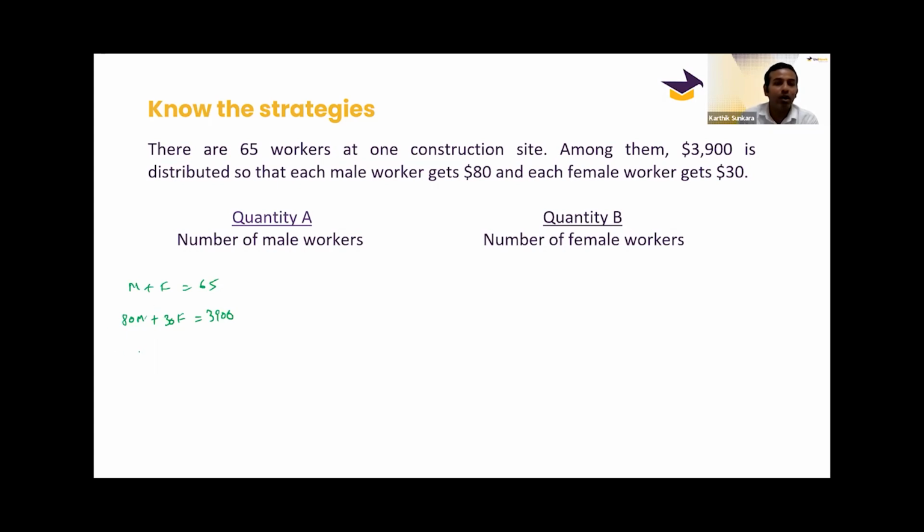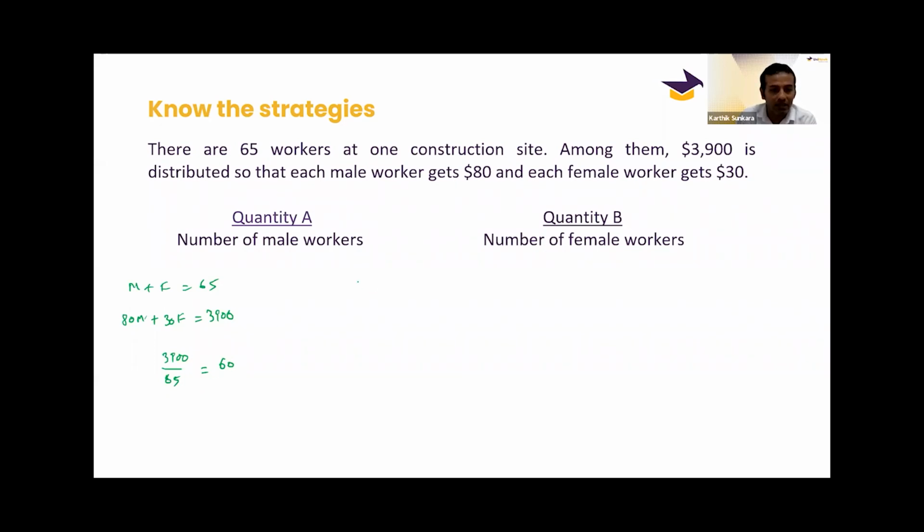So let's find out what is the average wage per person, be it a male or a female. How do we do that? The total amount that we have, 3,900, divided by the total employees that we have, which is 65. So 3,900 divided by 65 gives you how much? 60, right? So that means per person, they are getting $60.